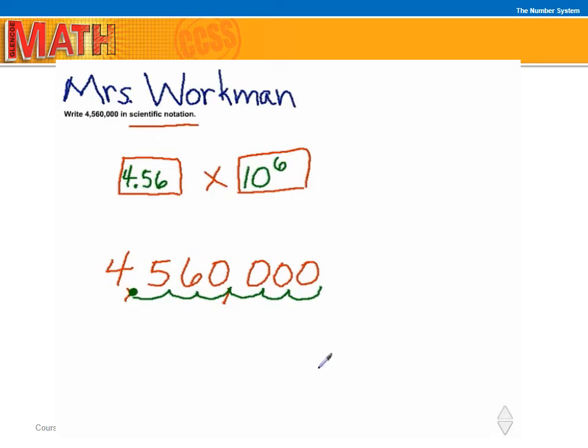If I would multiply 4 and 56/100ths times 10 to the 6th power, I would get 4,560,000. This is the scientific notation way of writing that large number.